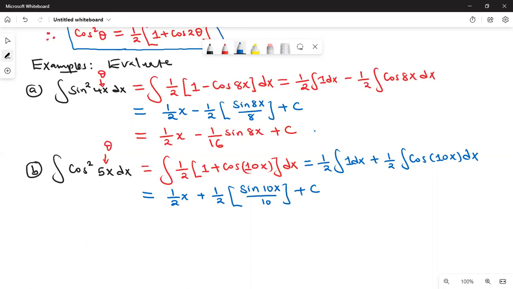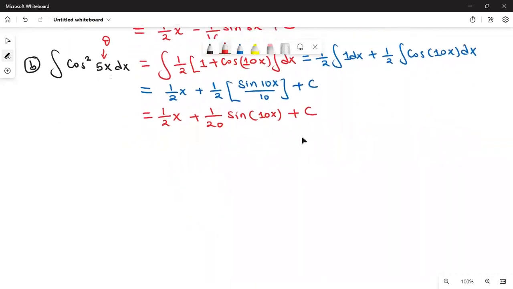And so this can also be written as 1 over 2 x plus 1 over 20 sine of 10x plus c. What if the power is not 2 but it is 4? The power different from 2.